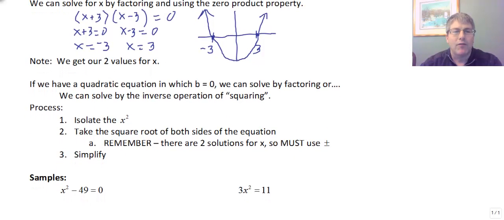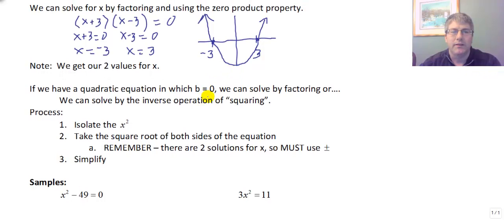So if we have a quadratic equation in which b is equal to 0, we can solve by factoring, or we can solve by using the inverse operation of squaring. So we had x squared. Well, we want to get the x out from underneath the square, just like we tried to expose it from underneath the square root before. So we want to isolate x squared, get x squared all by itself. And then we would take the square root of the number on both sides of the equation.